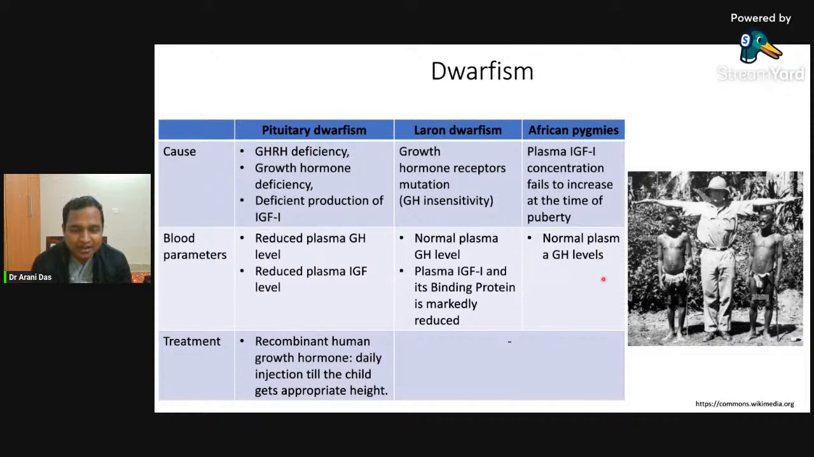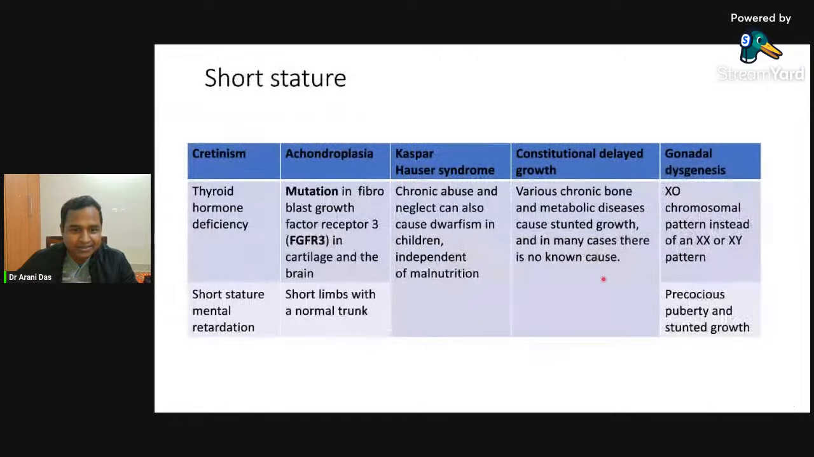These are the causes of dwarfism due to abnormalities in growth hormone secretion. There are other various causes of short stature or decreased height. Though all these are out of the scope of this endocrine system, I still want to tell this. So there are multiple causes of short stature. Just know the names.